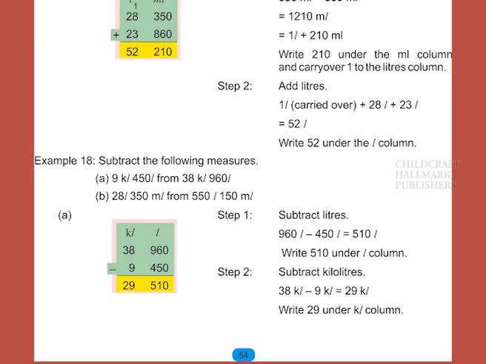Example 18. Subtract the following measures: 9 kiloliter 450 liter from 38 kiloliter 960 liter, and 28 liter 350 milliliter from 550 liter 150 milliliter. Step 1. Subtract liters. 960 liter minus 450 liters is equal to 510 liters. Write 510 under the liter column. Step 2. Subtract kiloliters. 38 kiloliters minus 9 kiloliters is equal to 29 kiloliters. Write 29 under the kiloliter column.